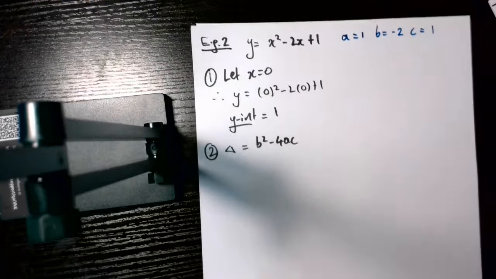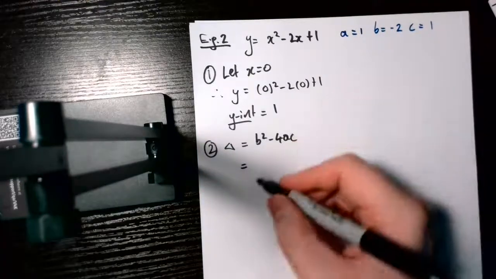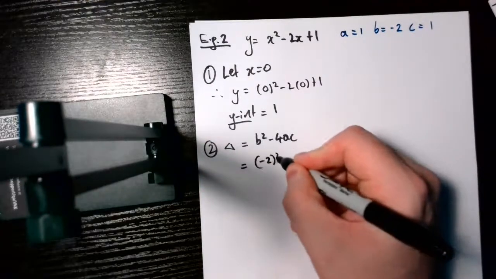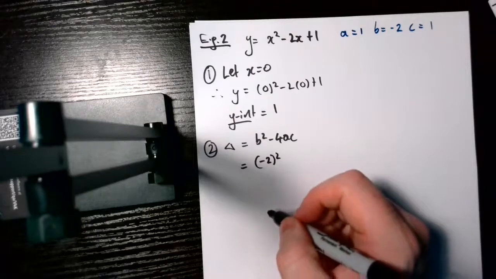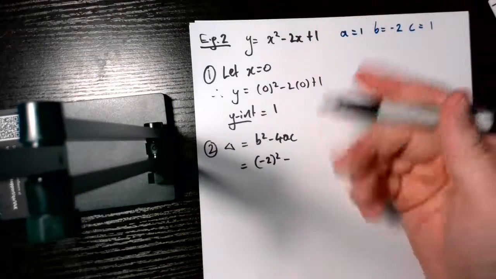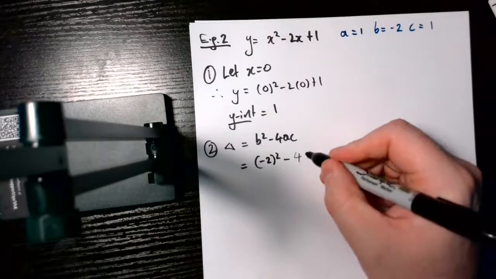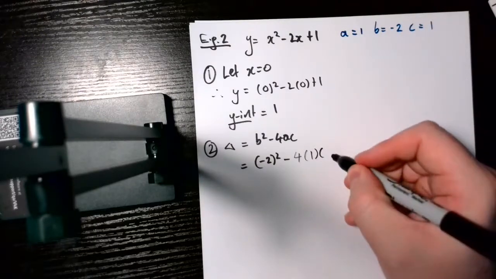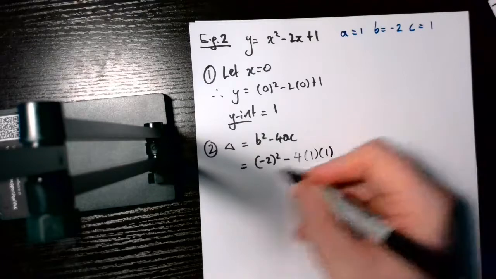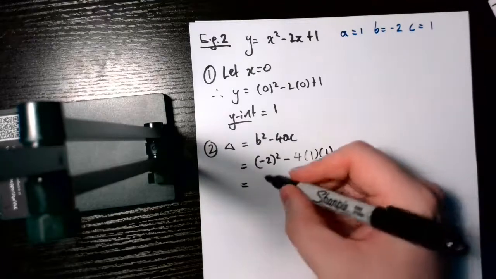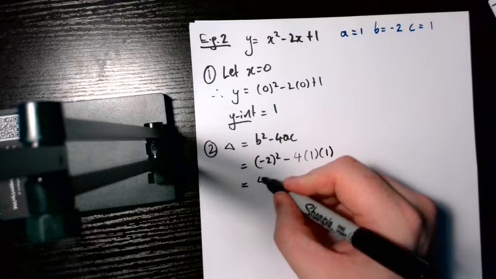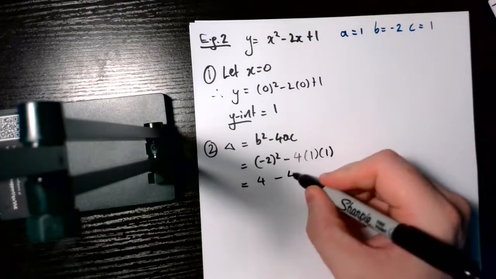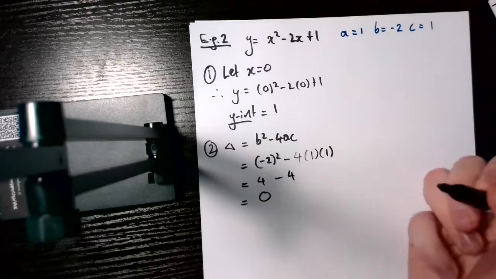So let's go ahead and get it calculated. So b squared, well that's minus 2. Make sure if you're entering this in a calculator you include brackets for negative numbers. I just include brackets for everything. Minus 4 times a, which is 1, times c, which is also 1. If you do a little bit of simplification, you'll notice minus 2 squared is 4, minus 4 times 1 is 4. We end up with the answer of 0.